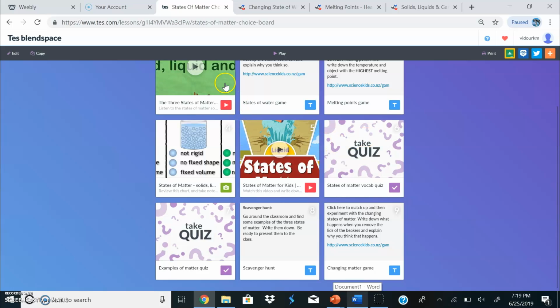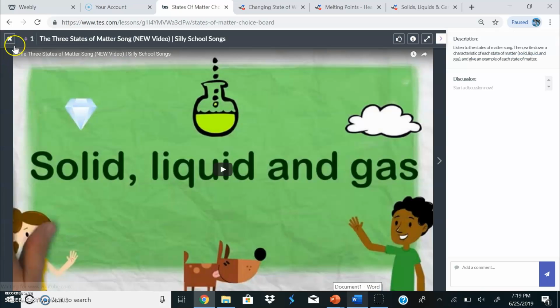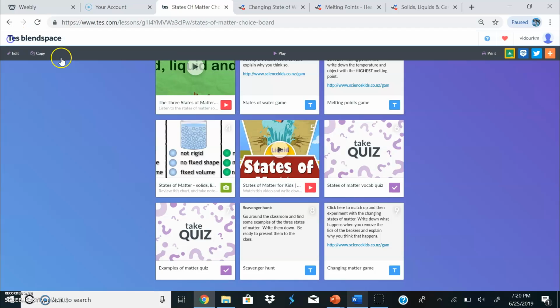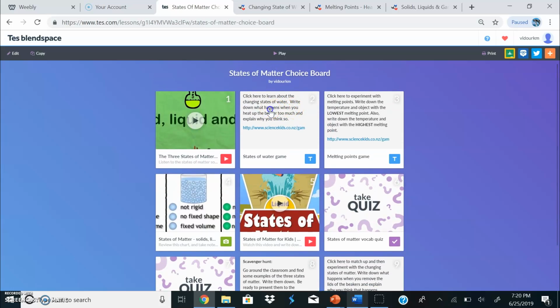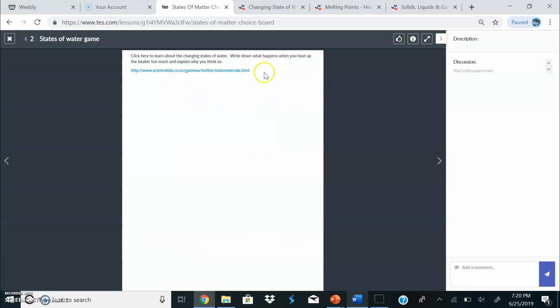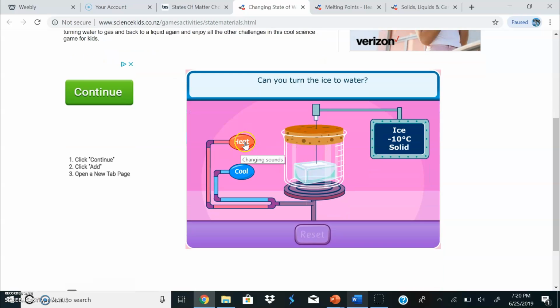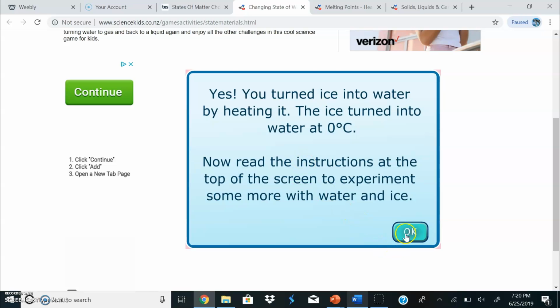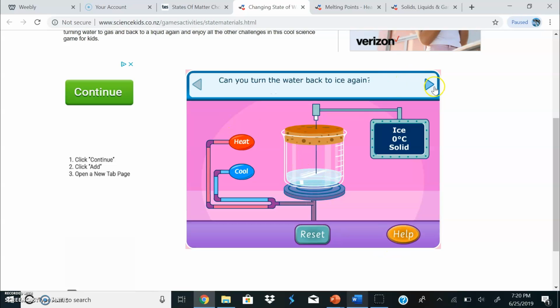And then, the first activity that I picked is this song about the states of matter. They can view that and sing along to it. And then, this one is like a states of matter game about the changing state of water. So this is the game right here. And then you just turn the ice into water and watch it as it goes through the different stages. And then you answer the questions and do the activity.